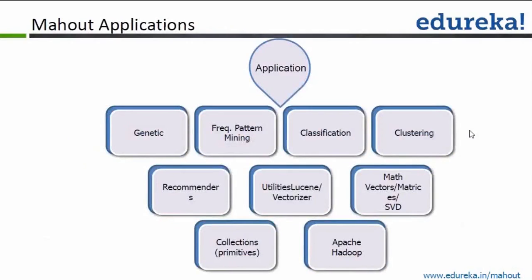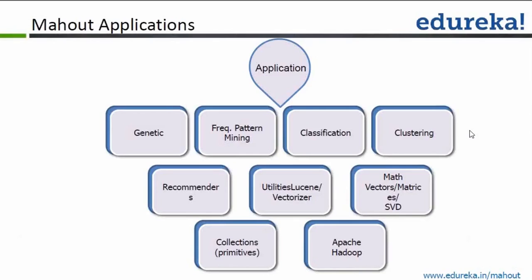So Mahout applications. There are various applications of Mahout. It can be applied in genetics, it can be applied in pattern mining. Classification, clustering, and recommenders are also possible. It has some APIs and utilities. All the utilities specific to Lucene can be accessed by Mahout. Math, vectors, matrices, SVD, singular value decomposition. All these things are already part of Mahout, guys.